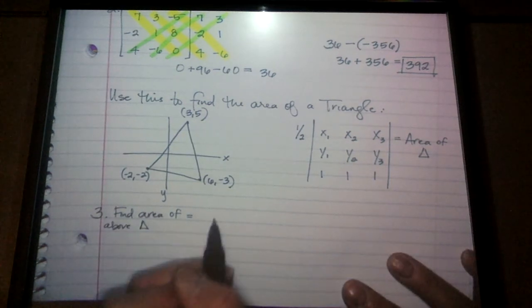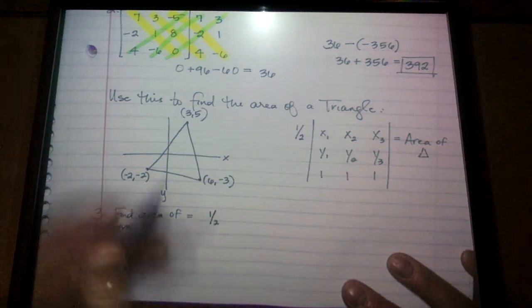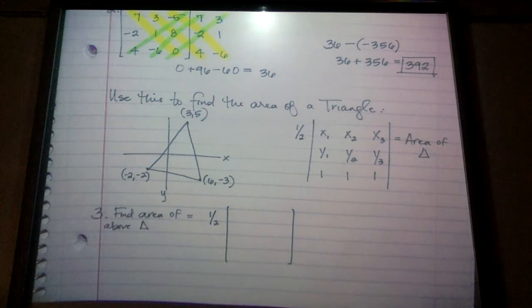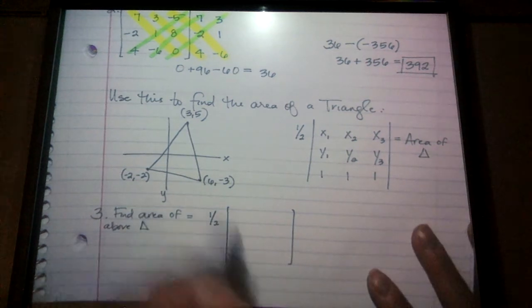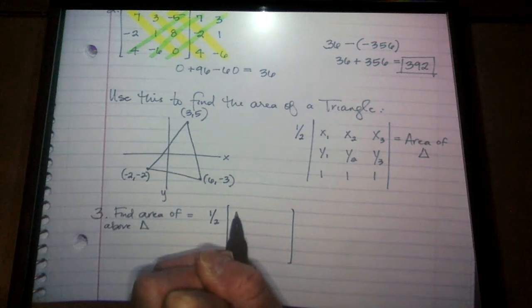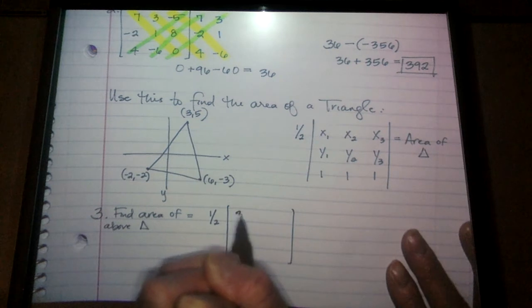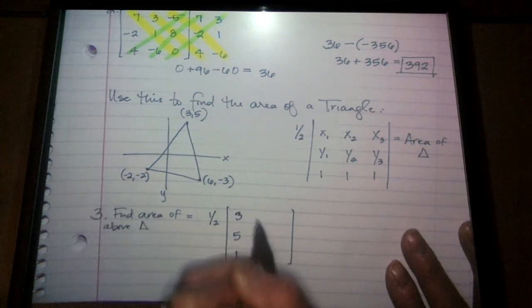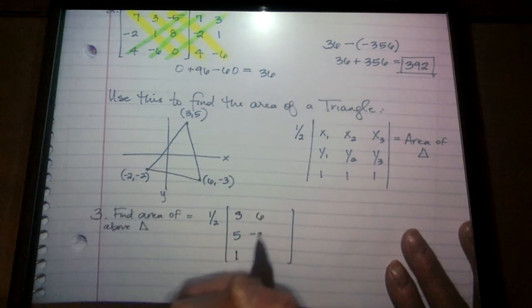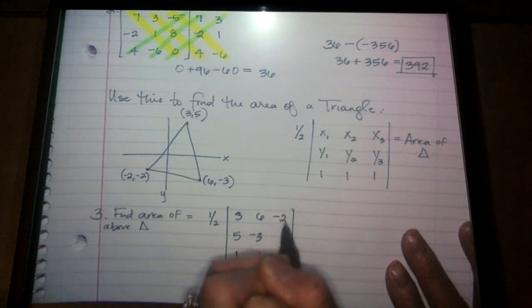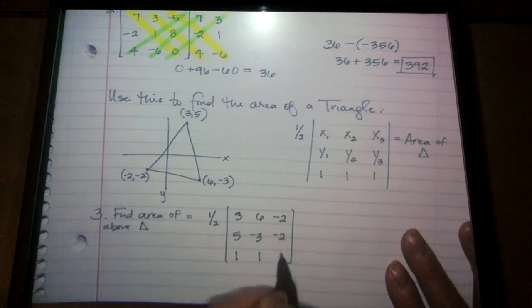So I'm going to do 1/2 times my coordinates. It doesn't matter which pair of coordinates you use first, so I'm just going to grab the top. Remember, we write it going down in a column. So we start with x, which is 3, then 5, and we always end with 1. Next pair of points, 6, negative 3, 1. Always start with x and work your way down. Last pair, negative 2, and 1.